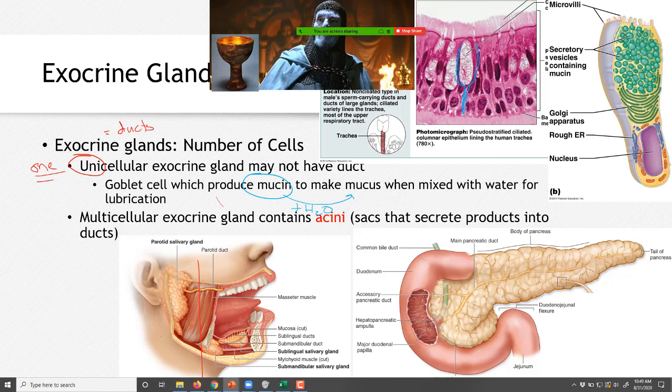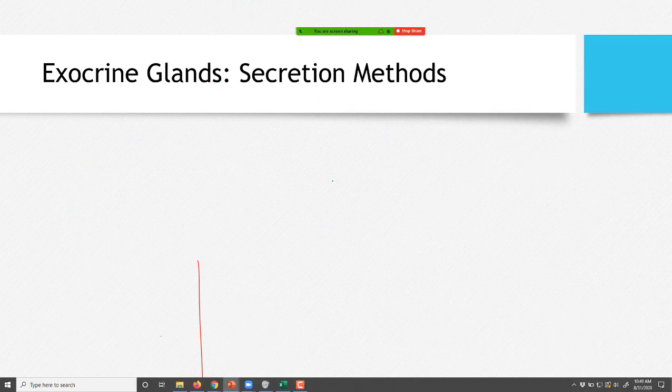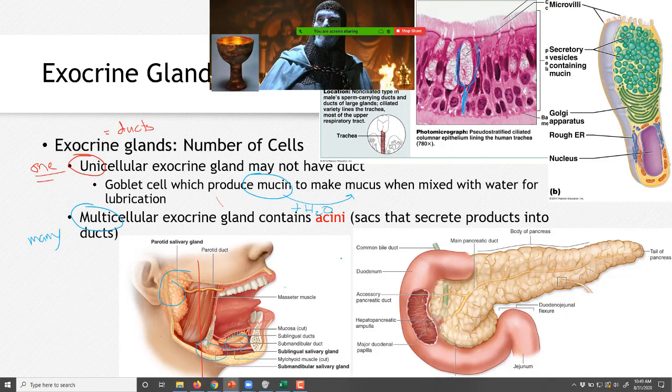And then there's multicellular exocrine glands as well. Okay, multicellular means that multi means many. So there's more than one. And they end up containing what we call acini. And acini are these sacs that are going to produce these secretions into the ducts. And examples of these are like the salivary glands, and also our pancreas, and so many other glands as well.